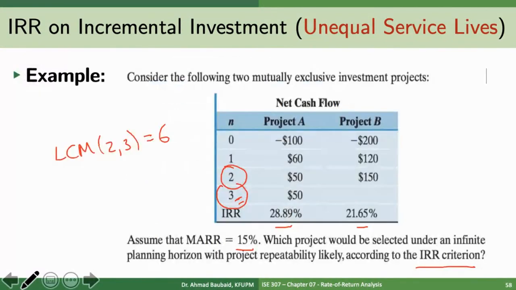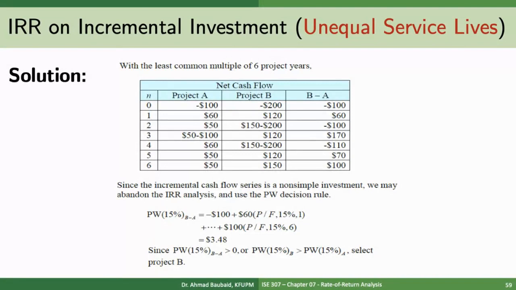So I've started off with a simple investment. If you look at it here, this looks like a simple investment: negative and then all the way positive. But because I'm stitching the cycles together, now I have a negative here. So I have negative, positive, positive, negative, positive, positive, positive. So there's one sign change at the beginning, another sign change here, and then a third sign change here. So now this turned into a non-simple investment.